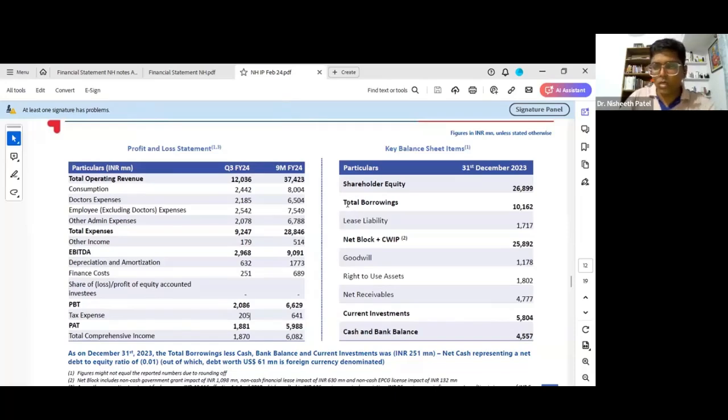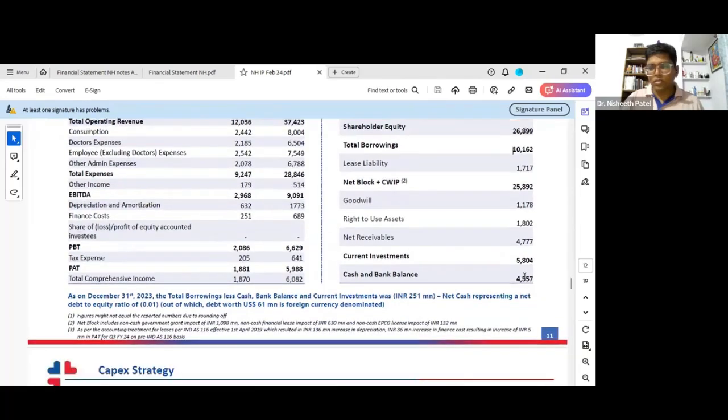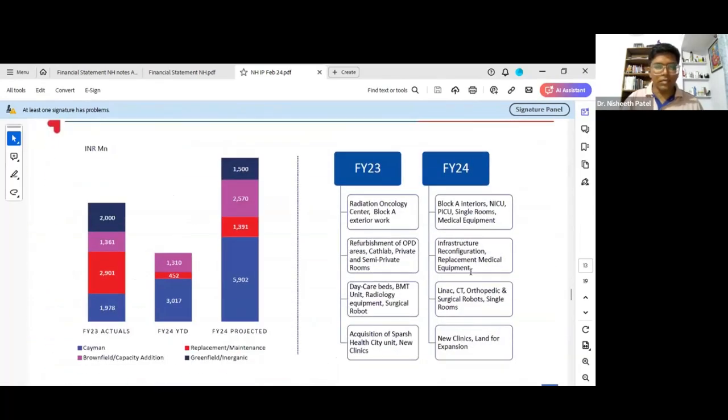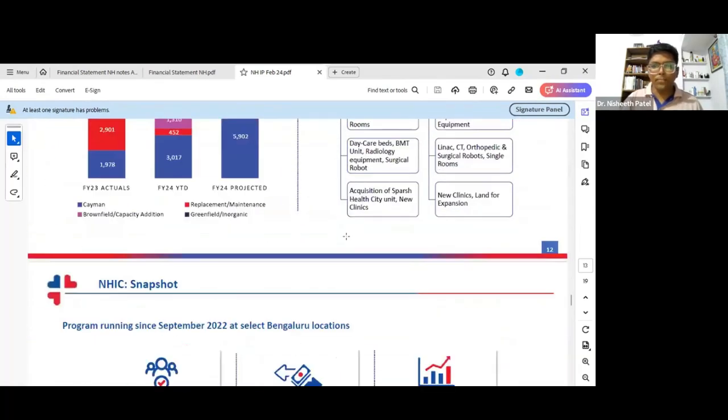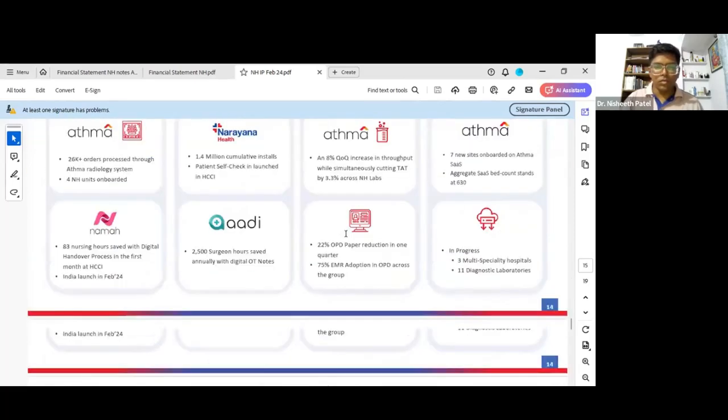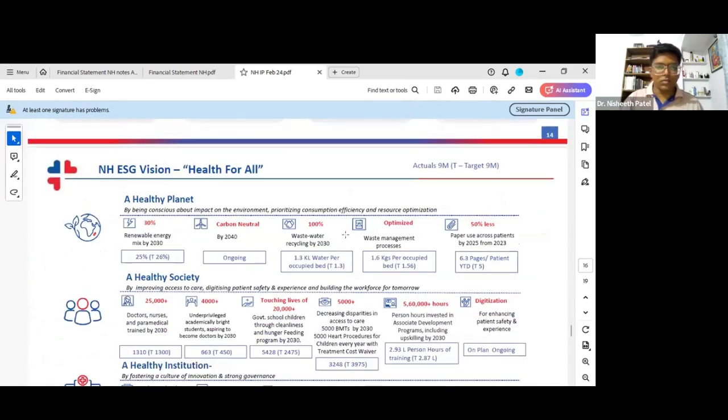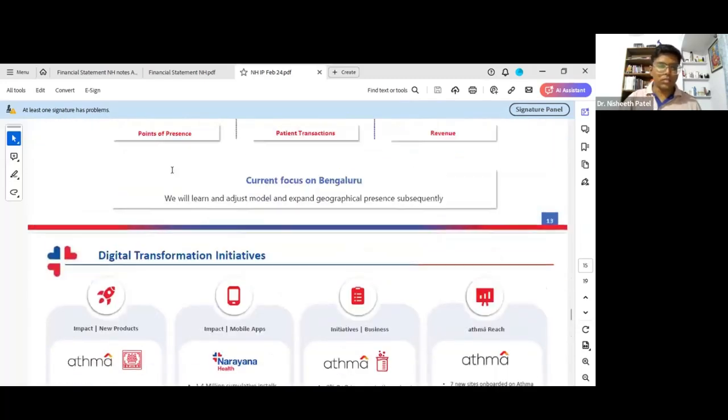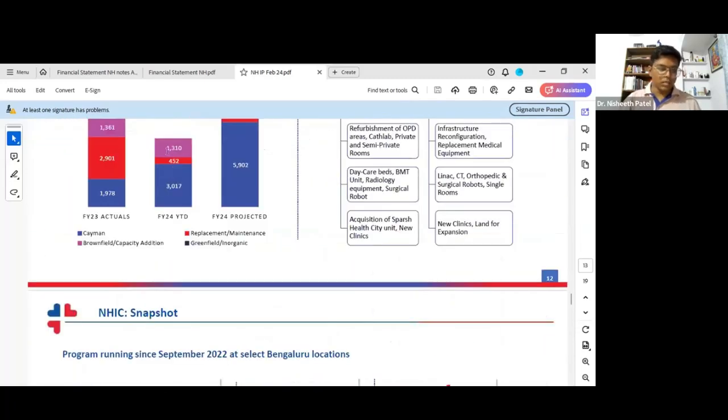So this is the total borrowings they have, 10,162 million. They have lease liabilities. They have goodwill of 1,178. They have current investment of 5,800 million, and they have cash and bank balance of 4,557. So if you go through all these things, you can have a very good idea how this company or hospital is getting benefit.